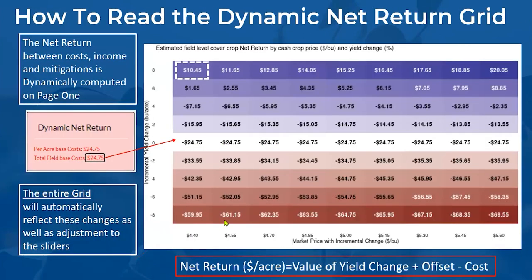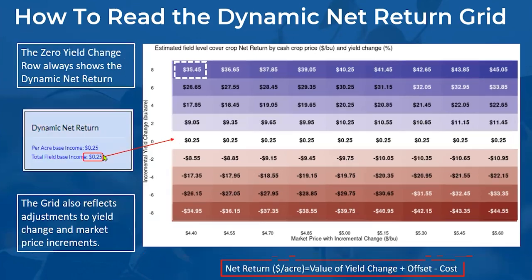So, how to read the dynamic net return grid? Well, whatever's on page 1 in that dynamic net return box is going to show up in the 0 yield change row at all times. Whenever that value changes, the entire grid will change. But that value is always what will show. If there's no yield change, that is your dynamic net return.